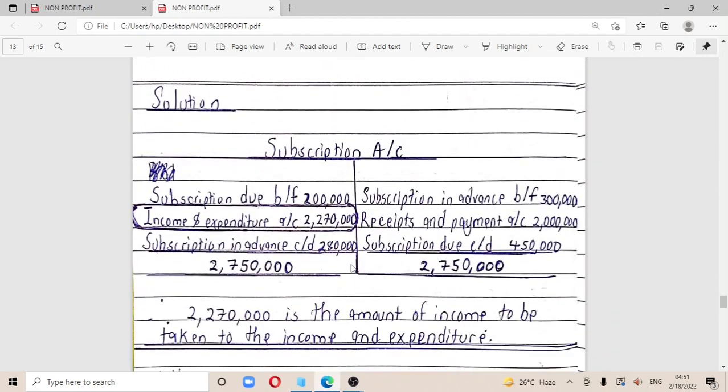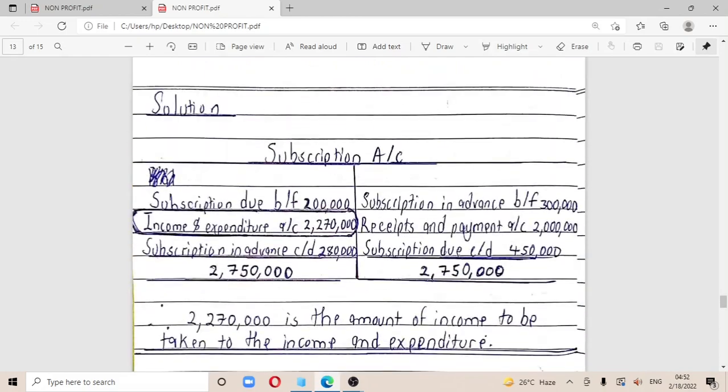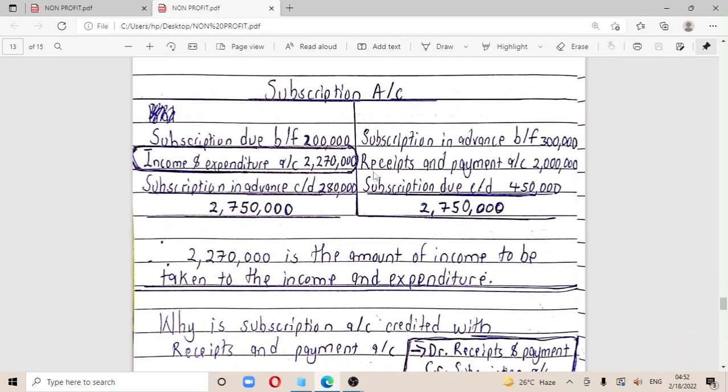So you record on the credit side of the subscription account the receipts and payments of 2 million, and then after that you get the closing balance. The closing balance for subscriptions due at the end was 450,000, and for in advance was 280,000. So for subscriptions due, you have a carried down of 450,000, and for paid in advance, on this side, you have a balance carried down of 280,000. When you add this side, you realize this credit side is bigger, which gives you 2,750,000. Then you balance this figure.